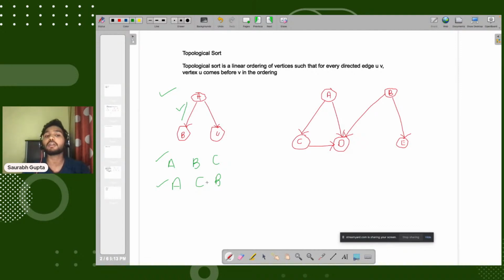Similarly, in the second topological sort order also, A is appearing before B. So the condition is not violated for this edge in both of these sorting orders. Now the second edge: there is a directed edge from A to C. According to the definition, A should always come before C. And in the first topological sort, A is coming before C.